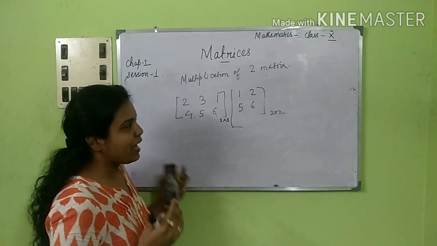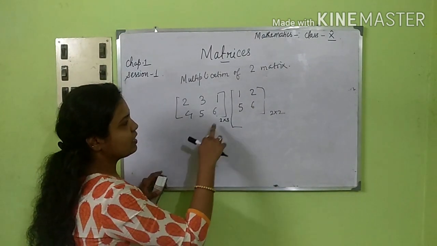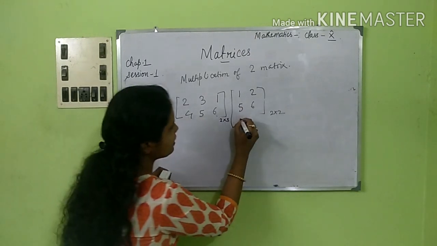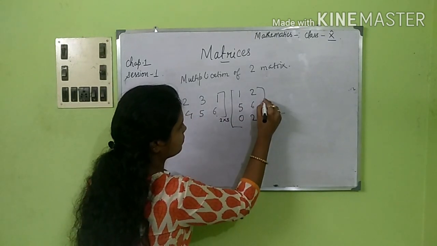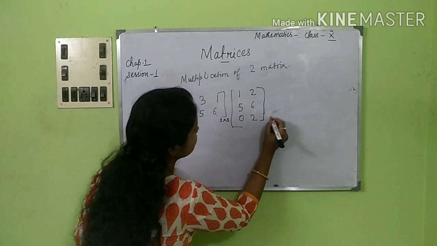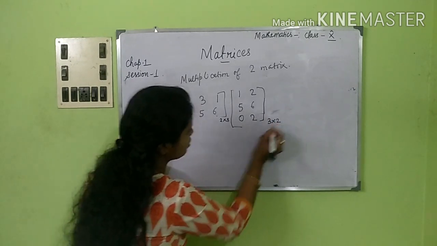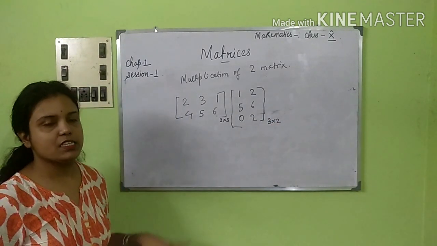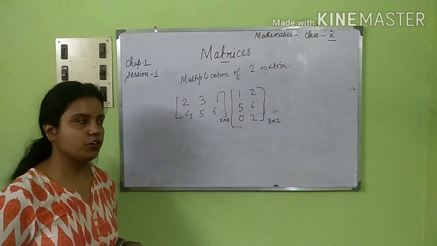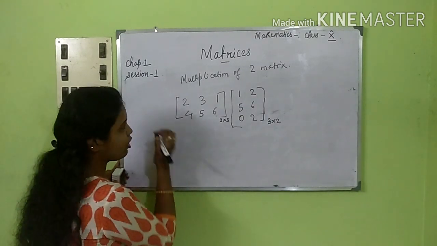So, to have a multiplication, we need another row. So, let me take it as 0, 2. Okay. Now it becomes a 3 cross 2 matrix. Now in this case, multiplication is possible. Okay. So, let's multiply and see how much we are getting.